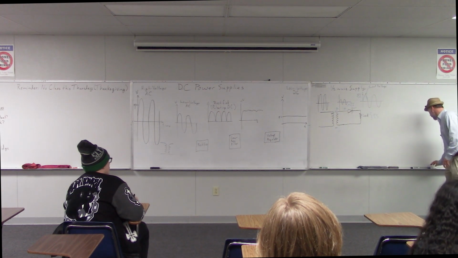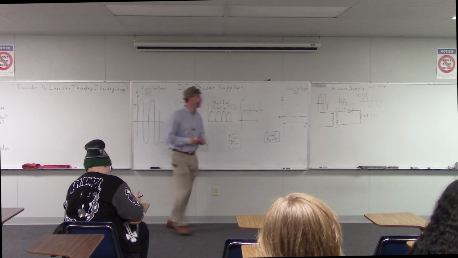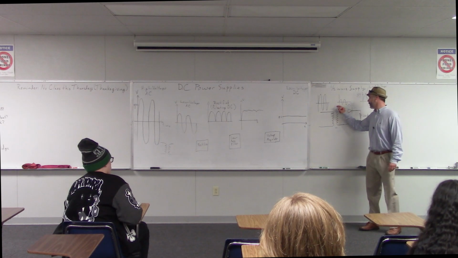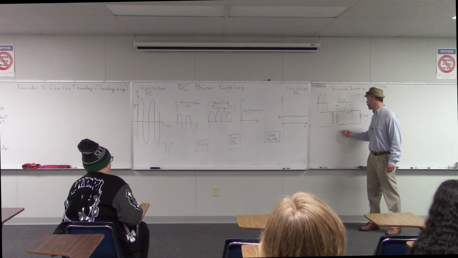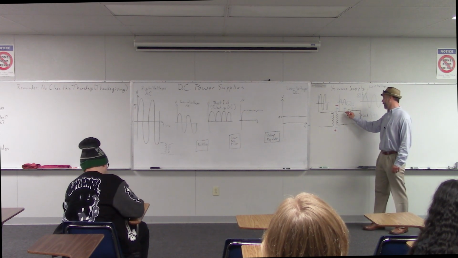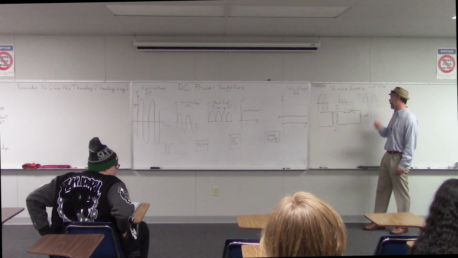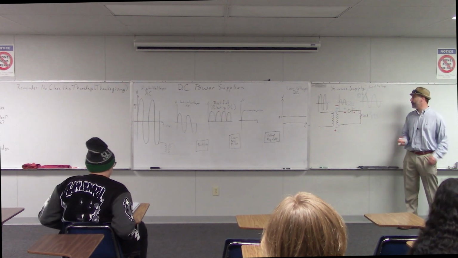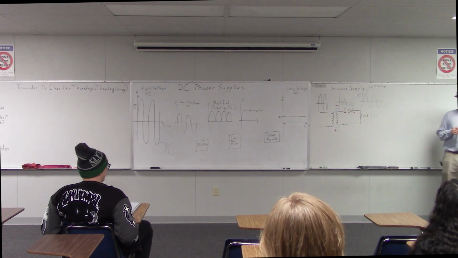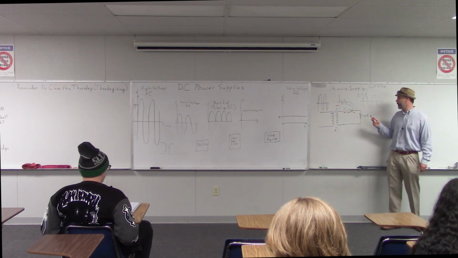Now let's see what happens when we have a negative voltage at the top of our transformer. We've got a negative voltage there and a positive voltage down there. Now we have a negative voltage on the anode and a positive voltage on the cathode. So is this diode forward biased or reverse biased? Reverse, exactly. So does the electricity flow through it? No, it blocks the electricity.